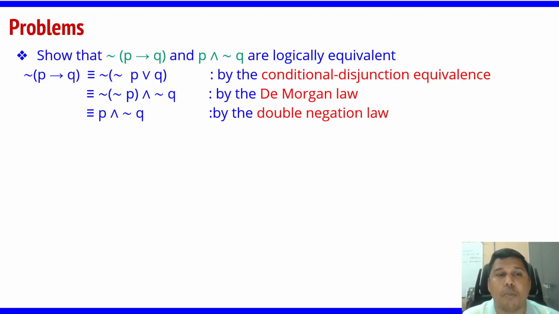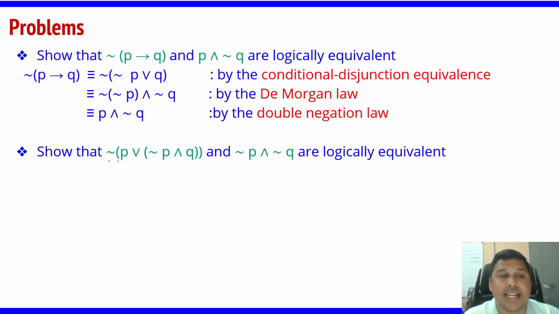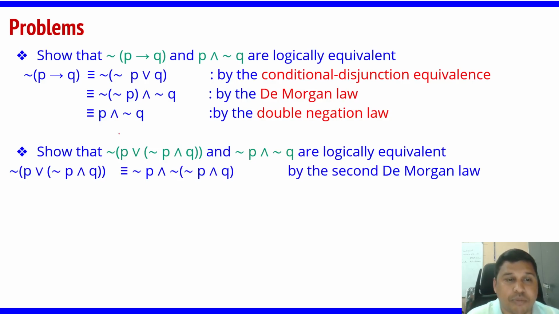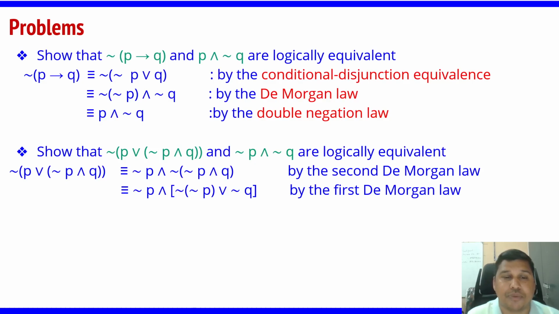Let's see one more problem. We are given that minus (P or (minus P and Q)) and minus P and minus Q are logically equivalent. Show that. We will take the left side first. We will apply De Morgan's second law: this is the same as the negation of (P or Q), where this full part is your Q. So this will become minus P and minus Q. Now again apply De Morgan's first law on this part alone. It is the negation of (P and Q), so the negation of negation P or negation Q.